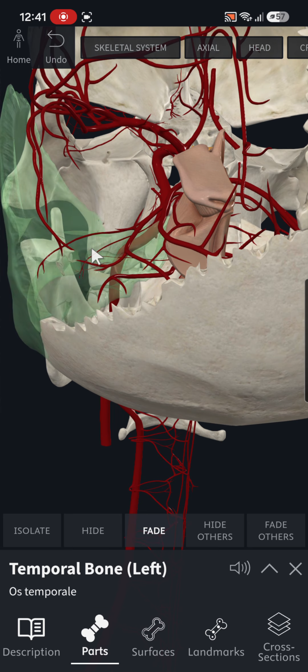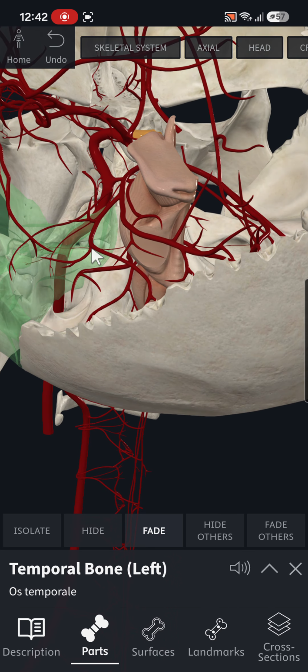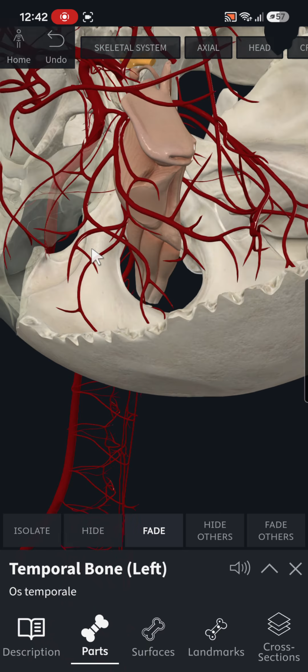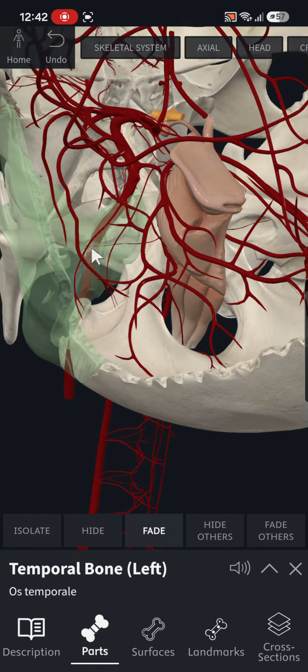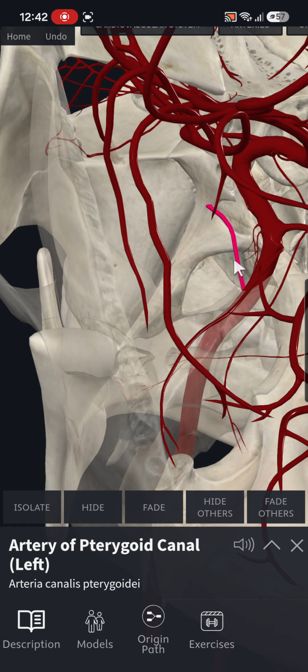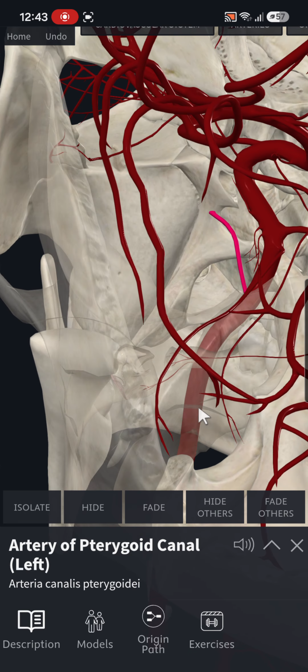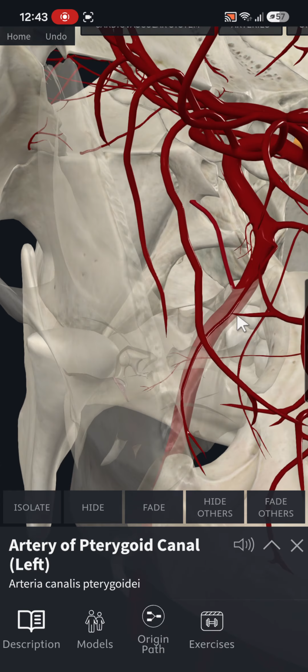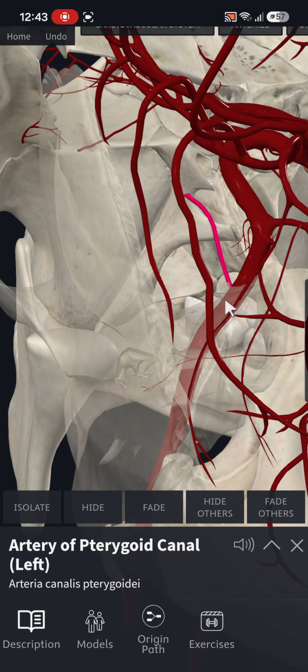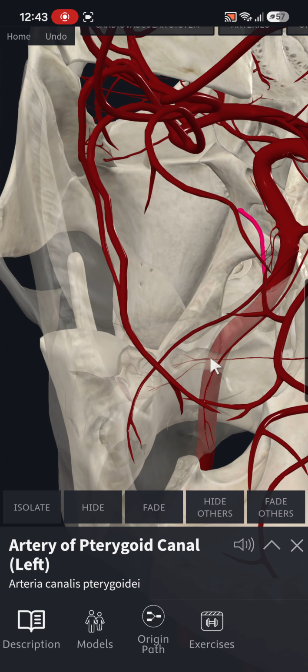And then the second branch is the Vidian artery. It enters through the Vidian canal and into the pterygopalatine fossa, which will have a separate video about the pterygopalatine fossa and the important structures that go through this fossa. So here we clearly can see the Vidian canal, the Vidian artery. So this is the petrous segment. In the petrous segment, we give off the Vidian artery, and we give off this small artery, the caroticotympanic artery.